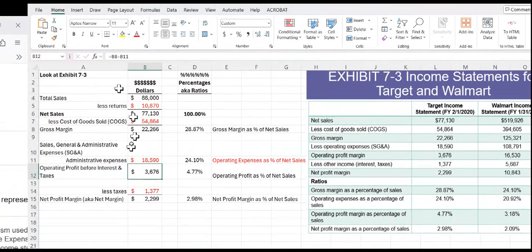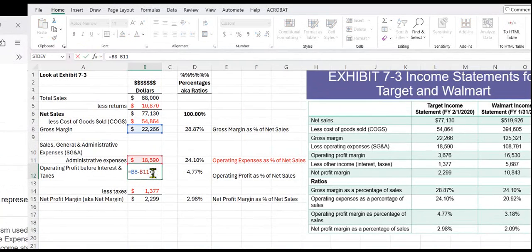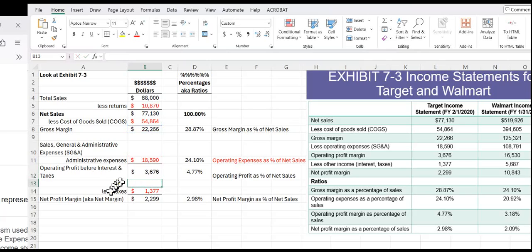Okay, so here we go again. Double click so you can see B8 minus B11. This is all you have to do to set up your spreadsheet. I highly recommend this so that you can get comfortable with it for the midterm exam. So we hit enter and our solution is $3,676. Yep, that's what we've got over here in the book.